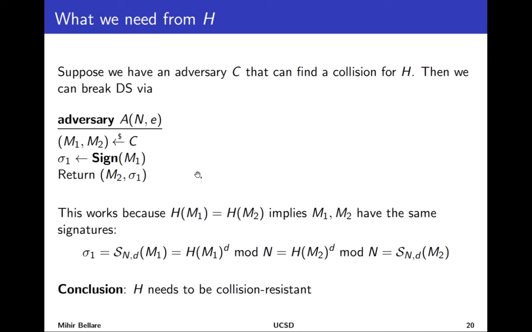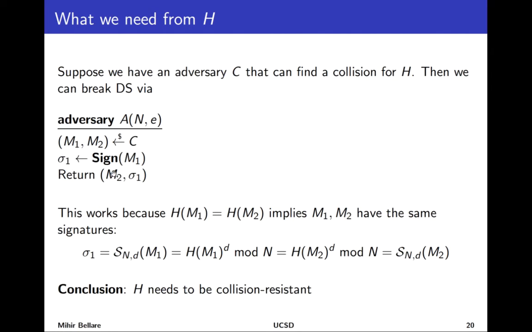The observation is that if that happens, M1 and M2 have the same signatures. Why? Because the signature is the hash of the message to the dth power, and if the hashes are equal, so are the signatures. What that means is our adversary can go to its sign oracle, submit one of the two messages and get a signature. And then it outputs the other message and the same signature.